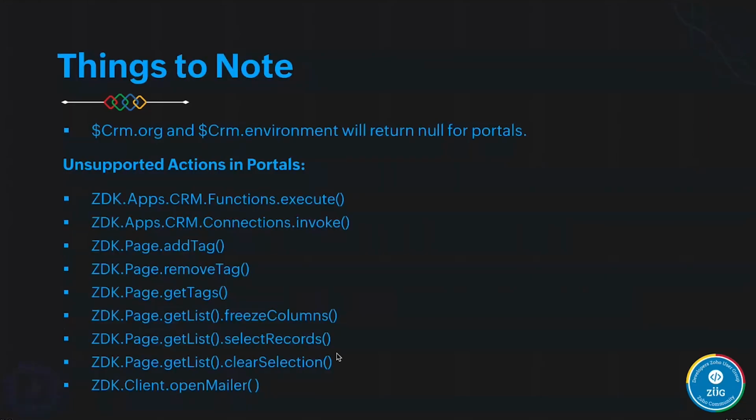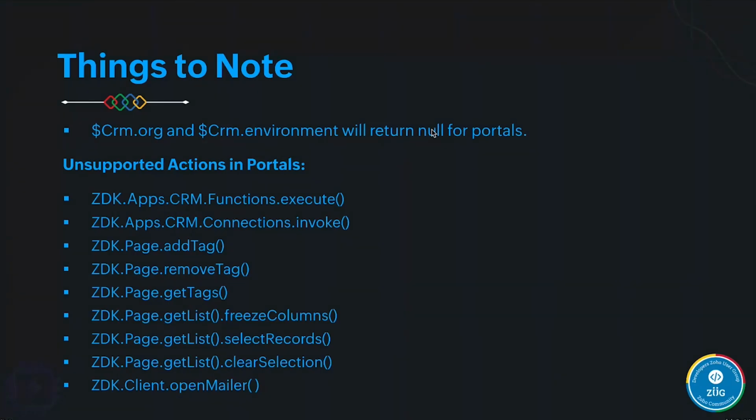Again, we have some things to keep in mind when we are working with client scripts. The $CRM will give you the data about the portal to which the user belongs, from which portal they are accessing the user interface. But the org and the environment variables will not be necessary when a portal user is accessing the user interface, right? So there you will have null returned.